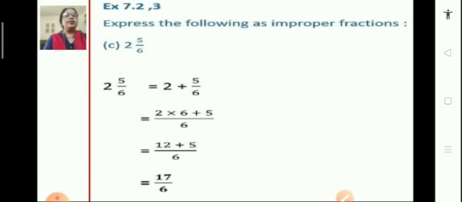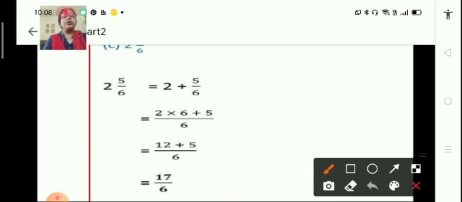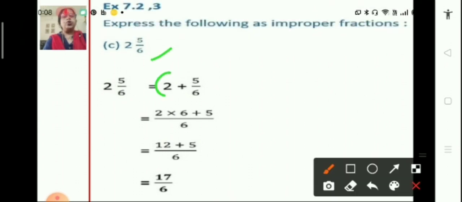Express the following as improper fractions. Question number 3, again the same. So we have taken C, it is a mixed fraction, 2 5 upon 6. So it has 2 whole parts and 5 upon 6 is the fractional part.